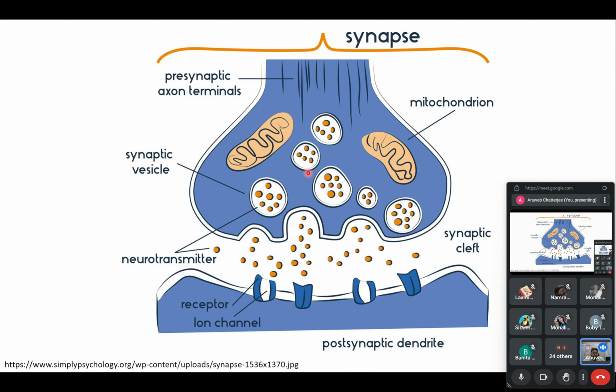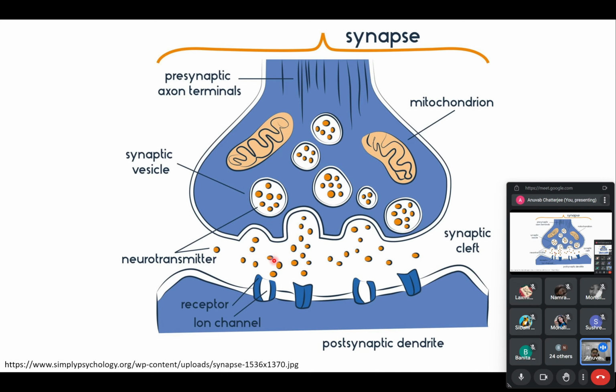The presynaptic terminal contains many vesicles containing a substance known as neurotransmitters. You can see these as the dots present inside the vesicles. Once the axon is ready to send a signal to the next dendrite, these vesicles fuse with the cell membrane of the axon and release these various neurotransmitters into the synaptic cleft, the very small region between the two neurons.